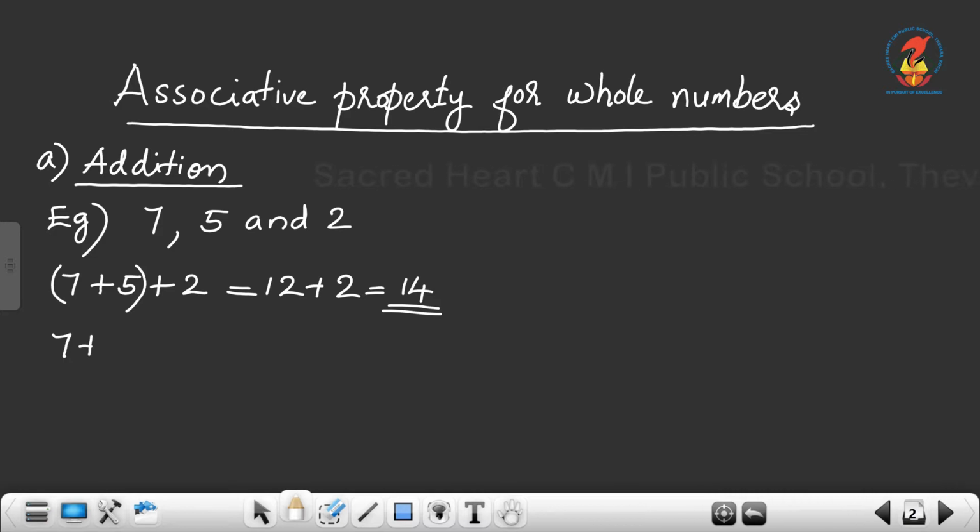Then again 7 plus 5 plus 2. You have to add the last 2 whole numbers. That means 5 and 2 first: 7 + (5 + 2). What is 5 plus 2? 5 plus 2 equal to 7. So, 7 plus 7 is equal to 14.